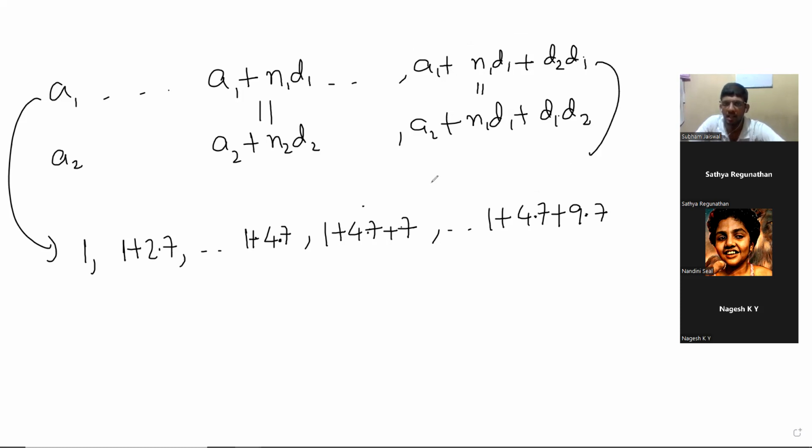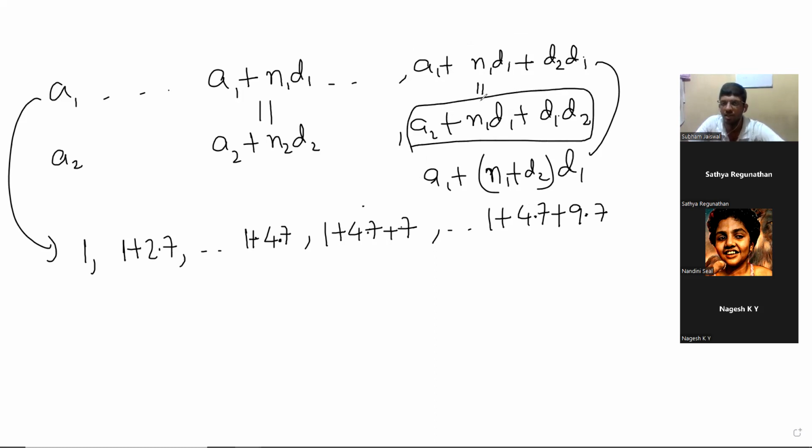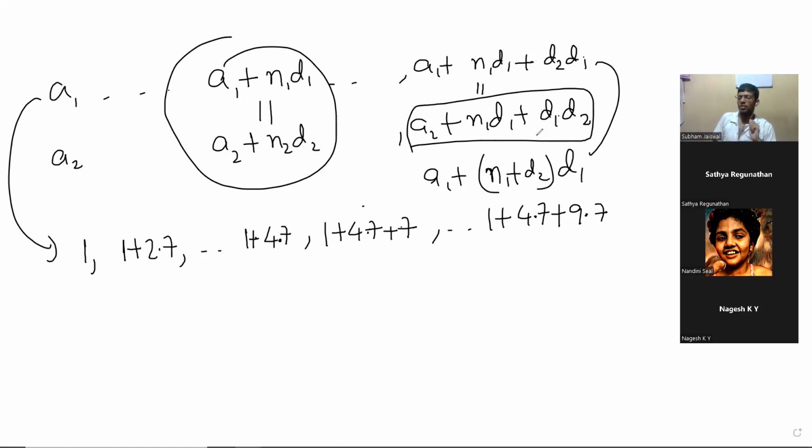This is basically A1 plus N1 plus D2 times D1. So now it's officially there, right? Yes, N1 plus D2 steps. Similarly, this is also there. And obviously these two are equal because these two are equal. You just add D1, D2. That's the funda. It's very, very simple. So you have to just add.